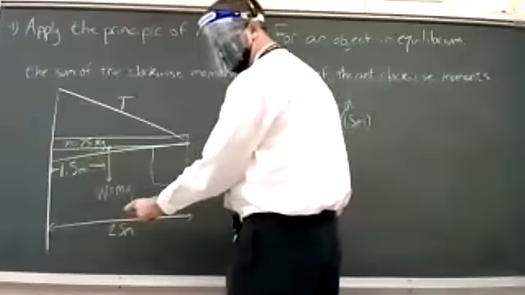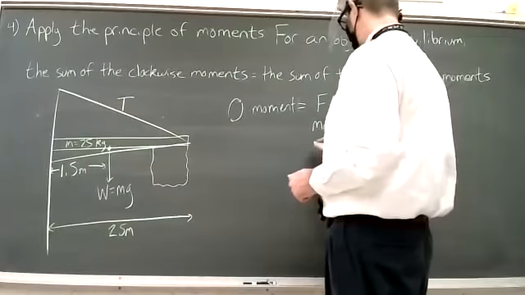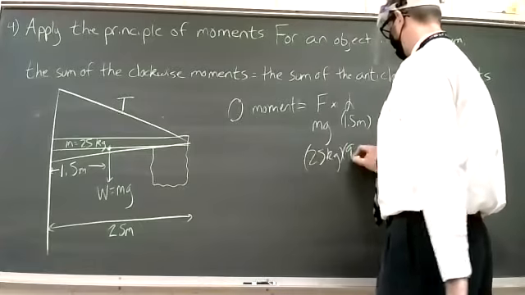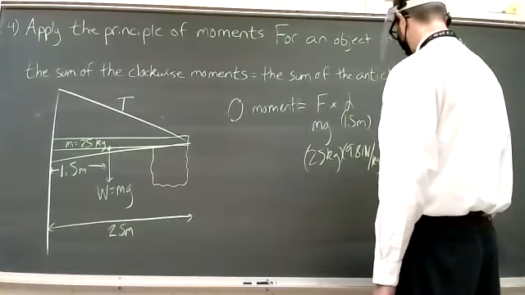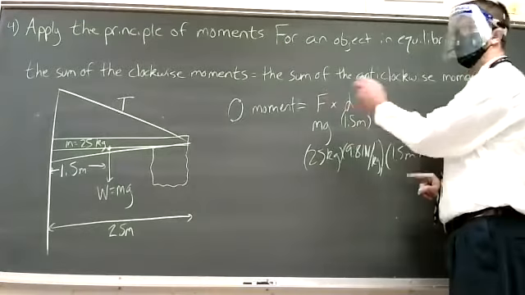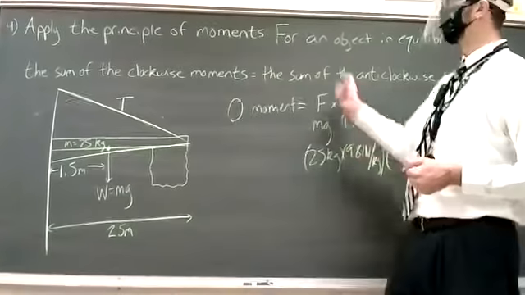That's what center of gravity means. It gives us the point where the center of gravity is. The mass is given, so I got 25 kilograms times 9.81 newtons per kilogram times 1.5 meters. Newton meters are the units of moment, not joules though. Don't ever talk about a joule of moment.